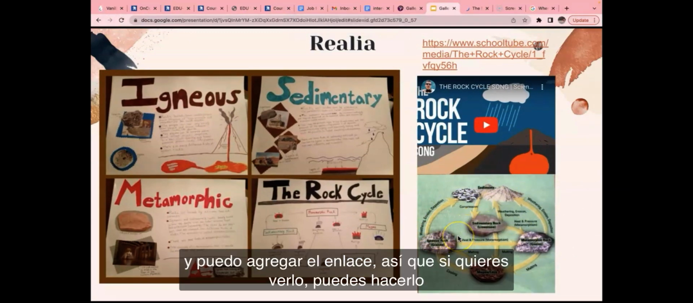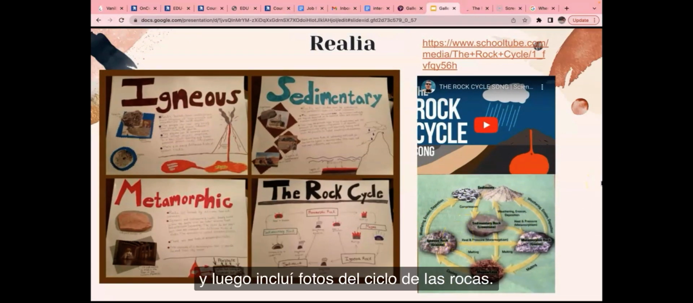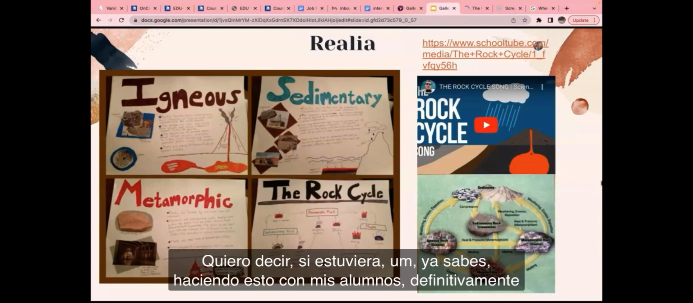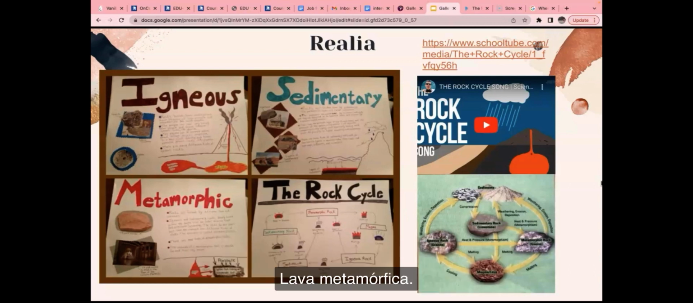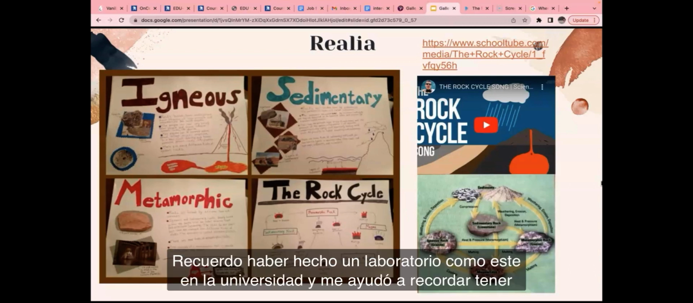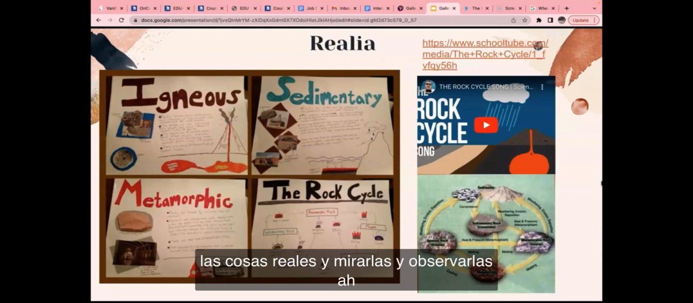If I was doing this with my students, I would definitely get some sort of actual rocks, sedimentary rock and igneous rock, lava, metamorphic. I remember doing a lab like this in college, and it helped me remember having the real things and looking at them and observing them.